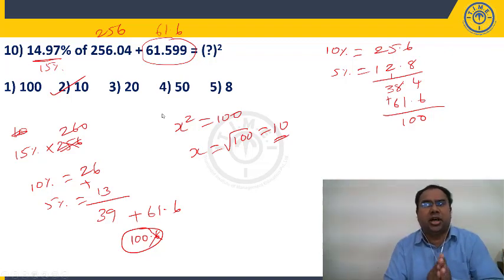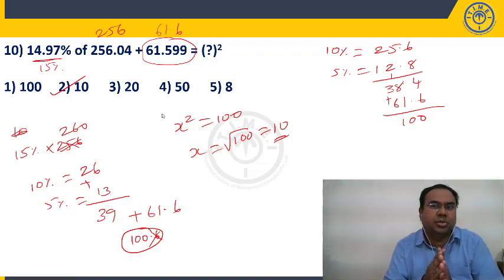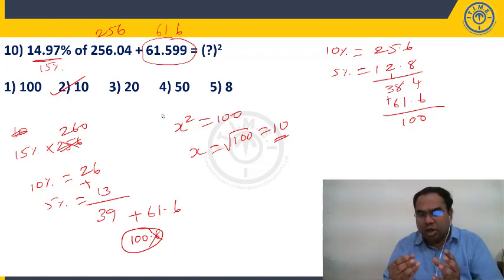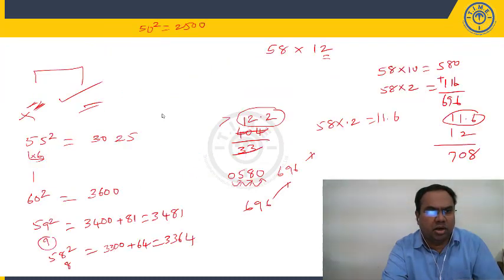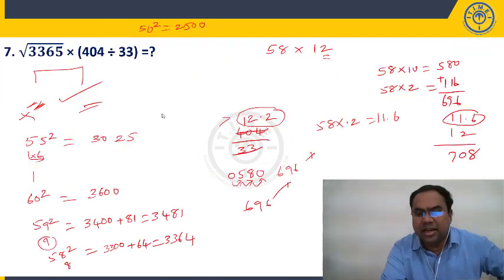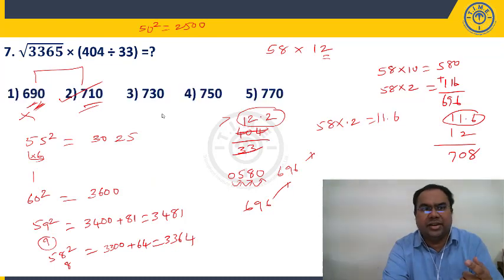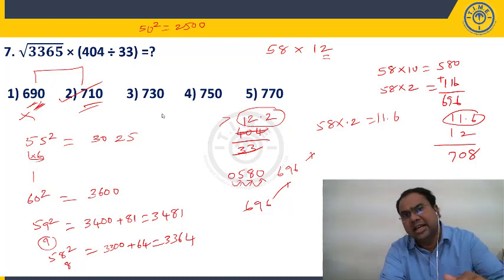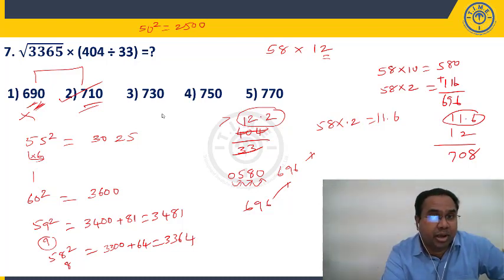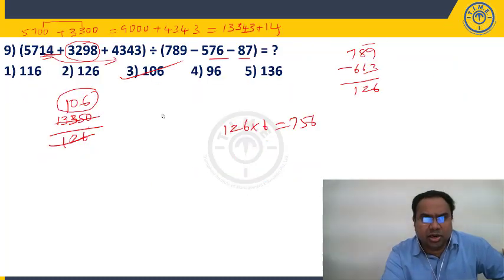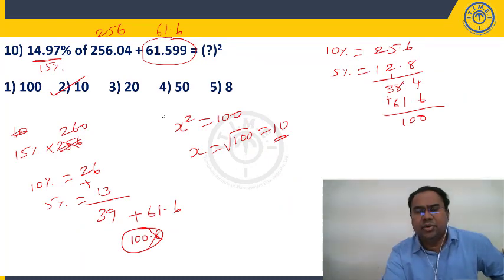So with approximations, you have to be a little careful when the options are close, students. Even that 0.2 will make a difference, as in the previous question, question number 7. Here there is a chance that you can mark 690, but it is not 690, it is 696, even more than that. 0.2 into 58 is 12. If you add that 12, I'll get 708. So if the options are close, you have to be a little careful. Otherwise, you can do it happily.